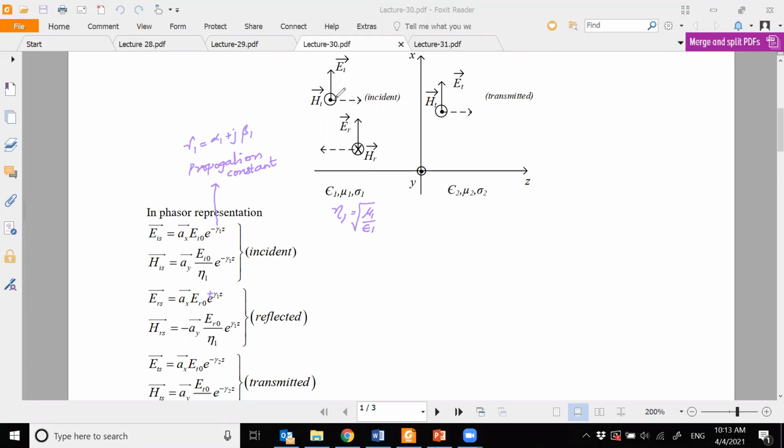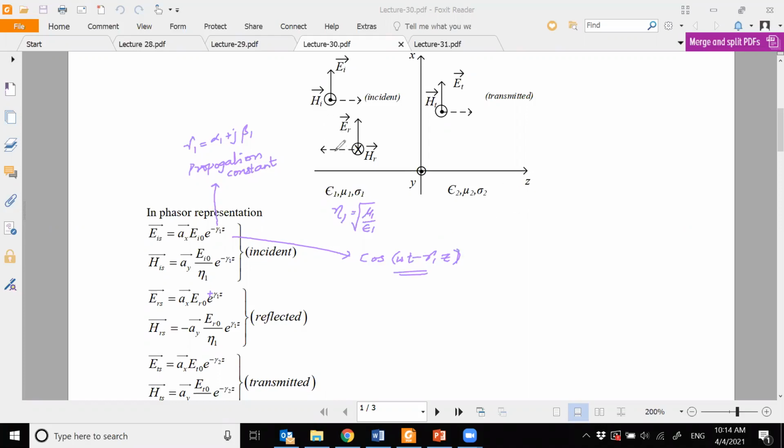See, our incident field is moving in this direction, right? What is this direction? Plus Z. So for plus Z, your gamma will become minus, because when you find its instantaneous form, it will become cosine of omega T minus gamma 1 Z. That's why negative represents the positive Z direction.